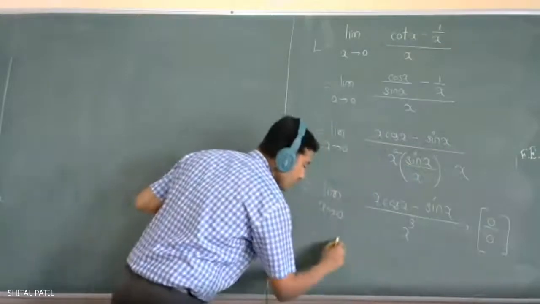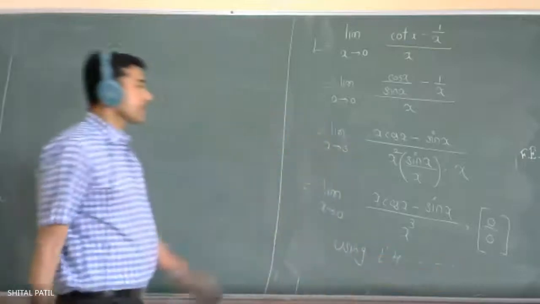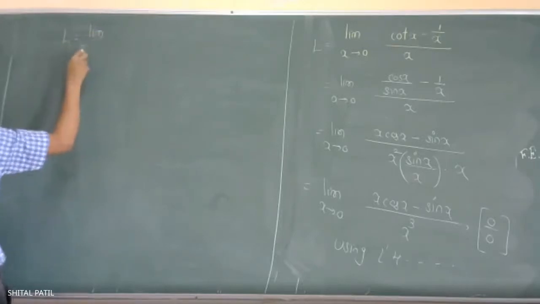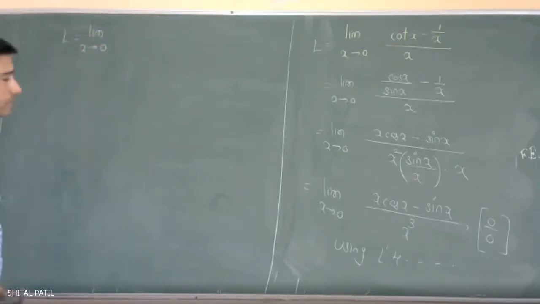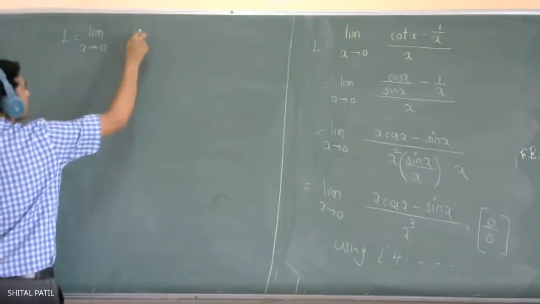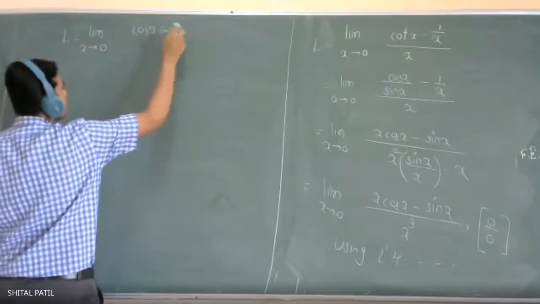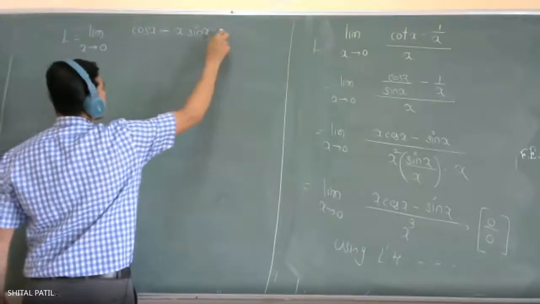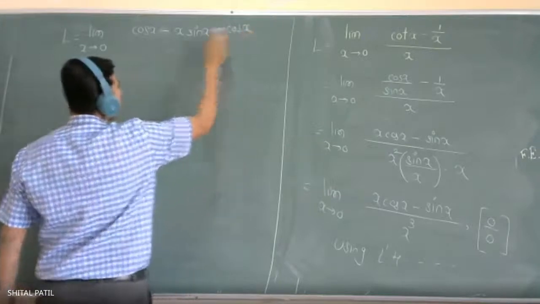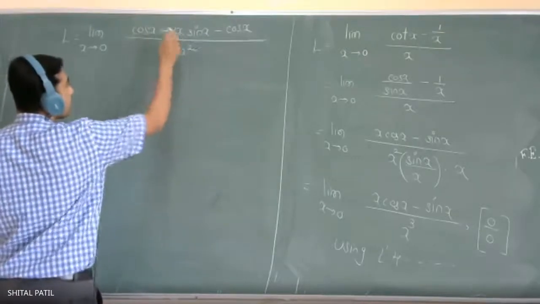So use the L'Hospital rule. Limit x tends to 0, derivative. I will use the product rule. Derivative of x is 1, cos x as it is, plus x as it is, derivative of cos x is minus sin x. Minus derivative of sin x is cos x. Divided by derivative of the denominator, 3x square. But I can cancel plus cos x minus cos x.